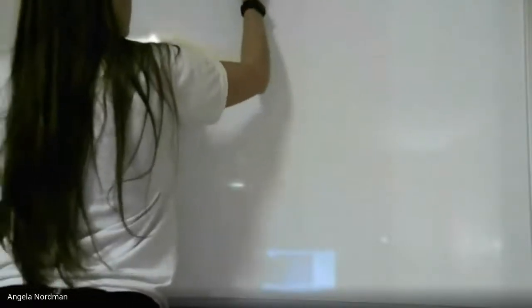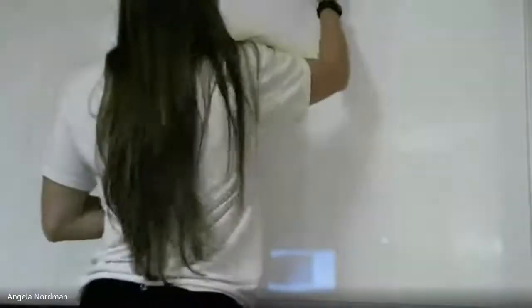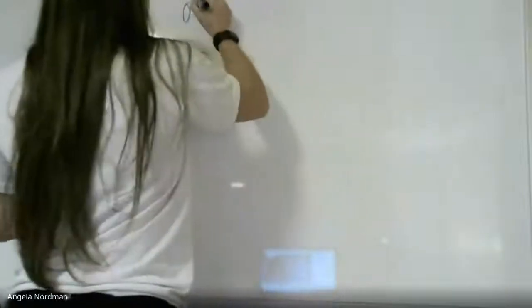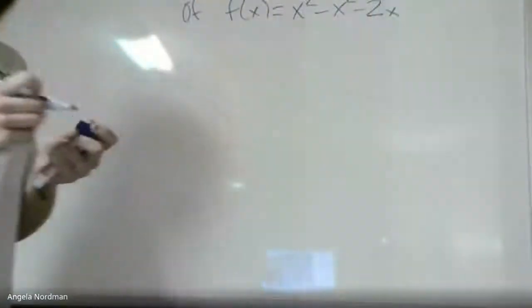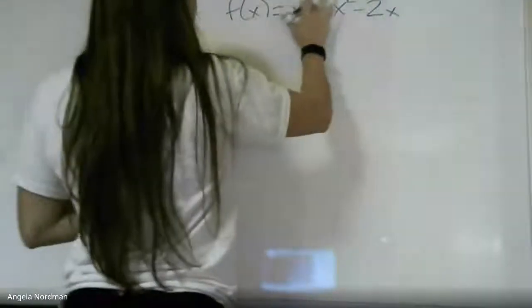This example is: find the zeros of f of x equals x cubed minus x squared minus 2x. Okay, so it should be an x cubed. I said cubed and I wrote squared. Okay, x cubed. Oopsie. There you go.